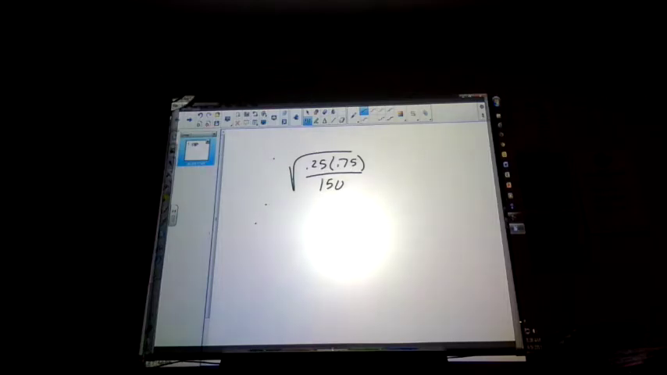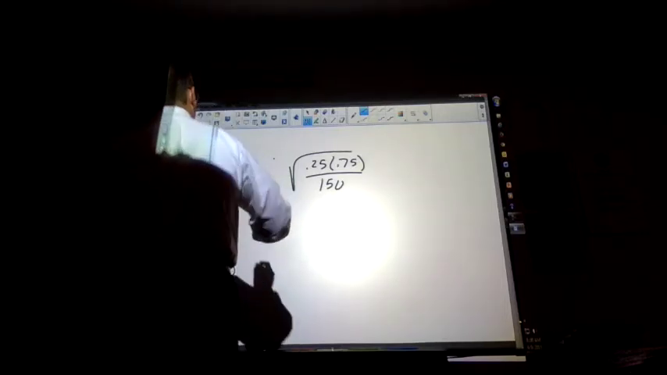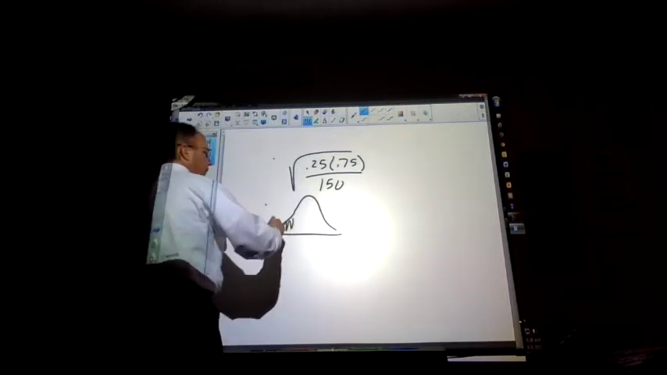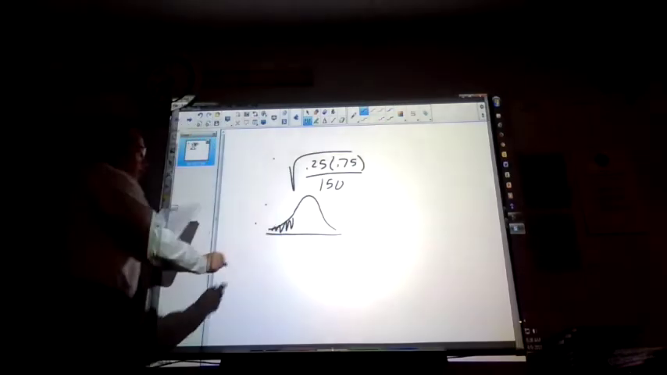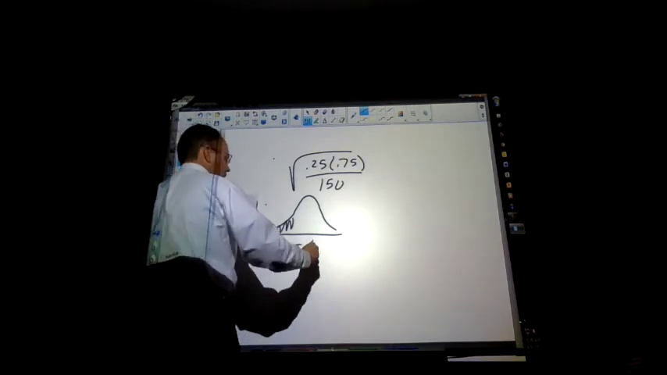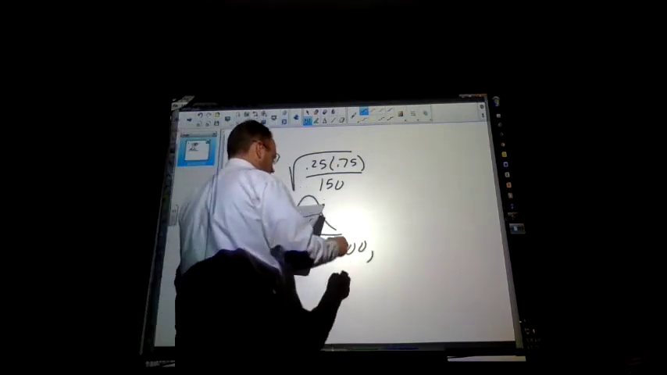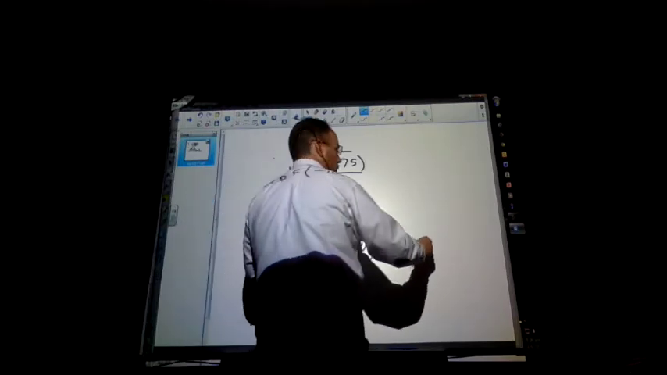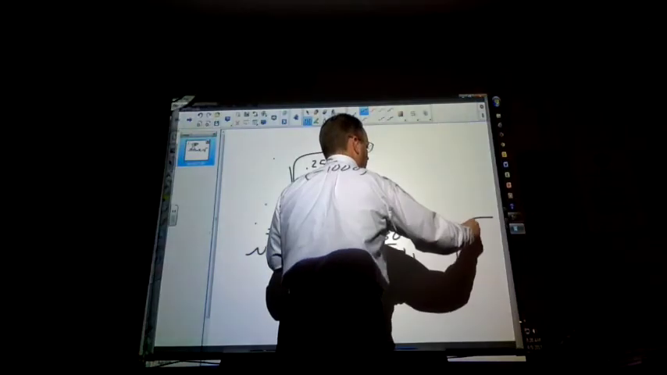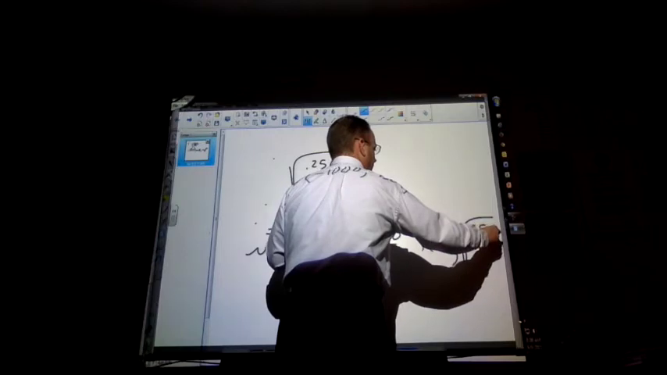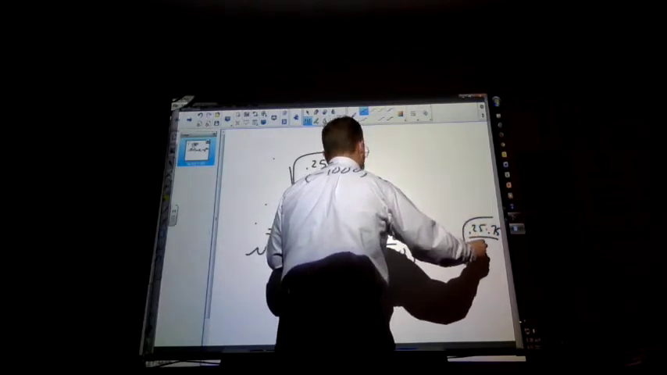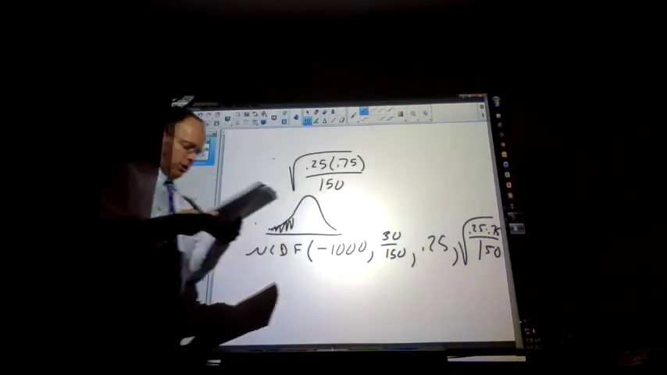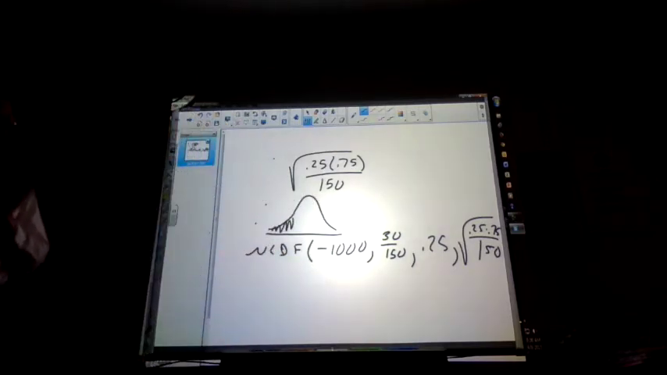What is the probability that fewer than 30 of the selected students wear contacts? Remember, if you're talking fewer, this is the part of the area that you're looking for. So normalcdf, negative 1,000 or negative 10,000 or whatever, up to 30 out of the 150, then the mean 0.25, and the standard deviation, the square root of 0.25 times 0.75, all over 150 of your sample. That should give you your normalcdf. And again, make sure your square root goes over the whole thing.